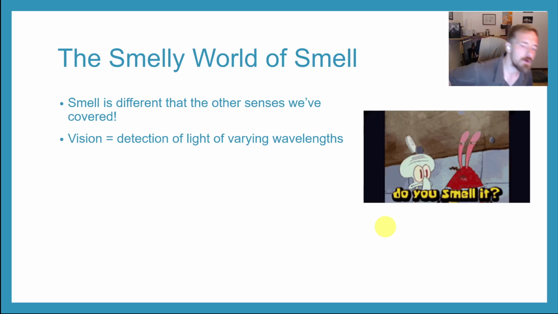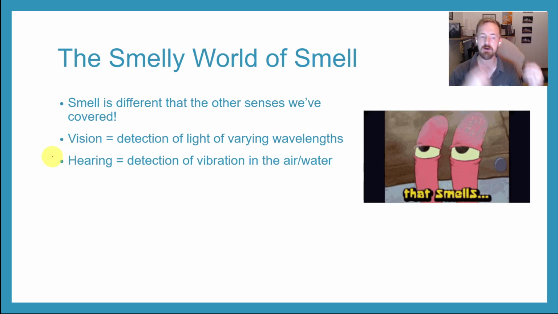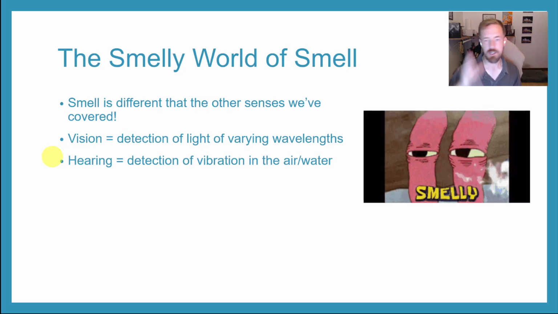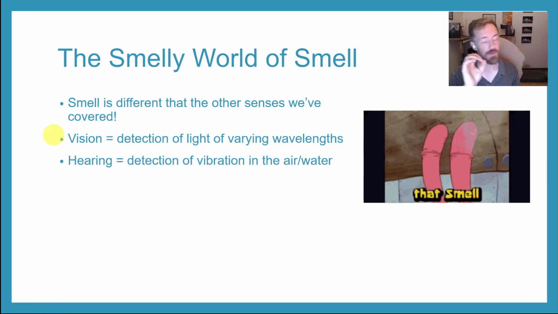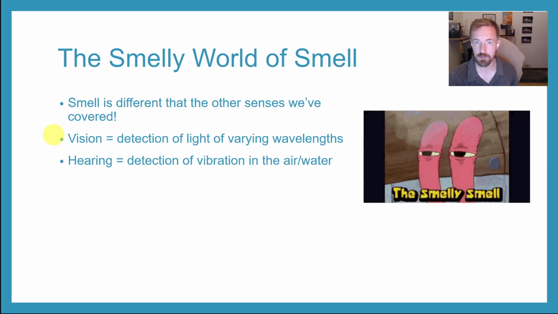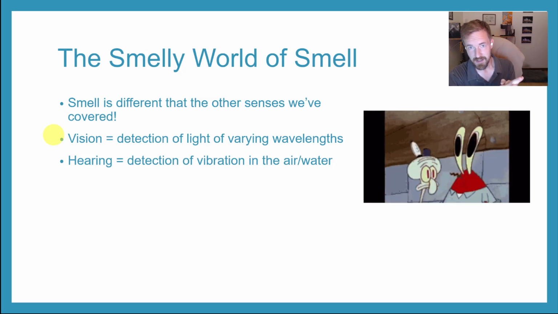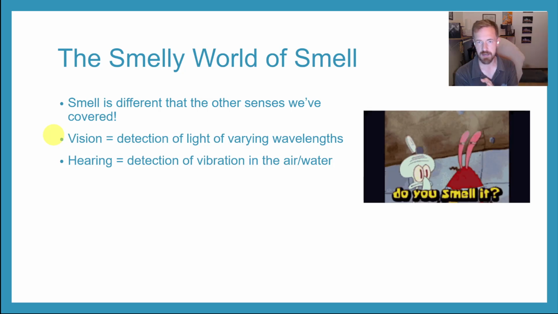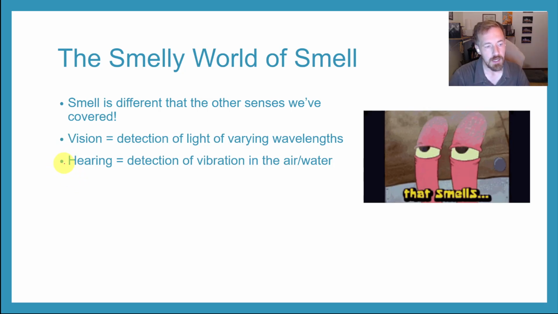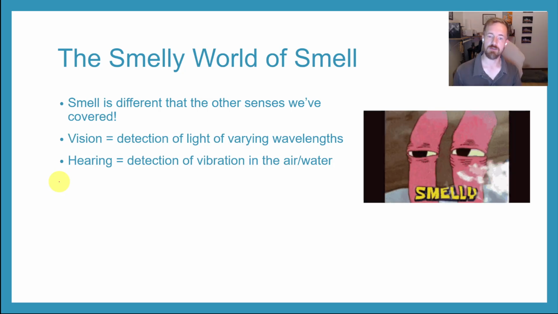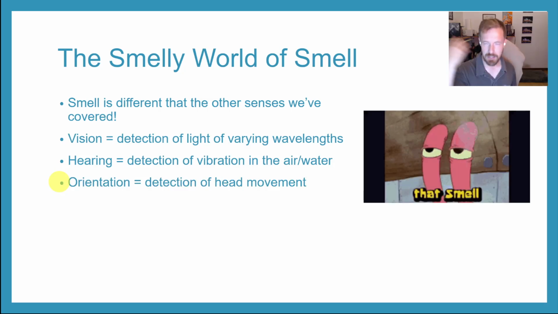Okay, so smell, like I mentioned, is different than all the other senses we've covered so far this semester. If you think about vision, what is vision? Vision was that we have these photoreceptors in the back of our eye that are sensitive to the electromagnetic spectrum. If we come across light that is between 400 nanometers and 700 nanometers, we can actually detect that with our photoreceptors. That's how vision works. Hearing, that's mechanoreceptor stuff, right? That is that we are detecting some vibration or some displacement in the medium around us.